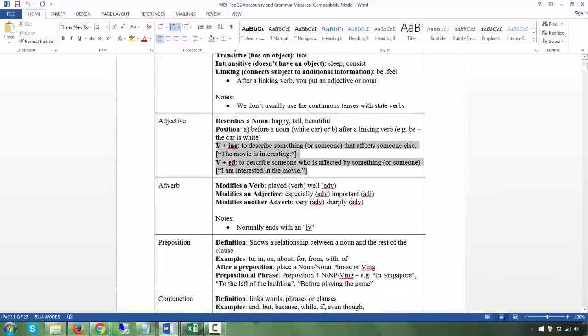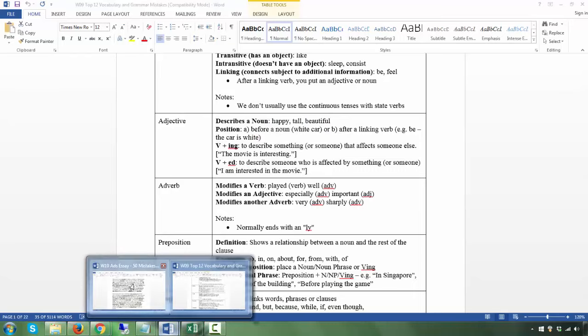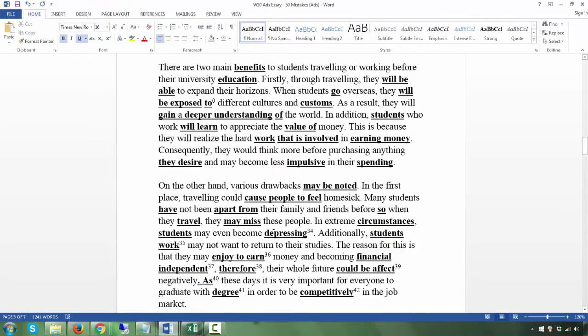In word class, what is the difference between ing and ed? An ing adjective actually causes the feeling, whereas the ed is what a person feels. So this is talking about what a person feels, right? Feel. Ed: students may even become depressed. Additionally, students work. It should be students who work.